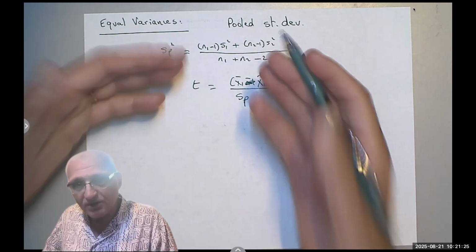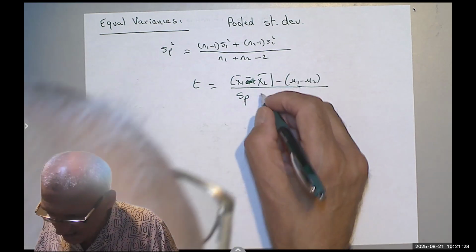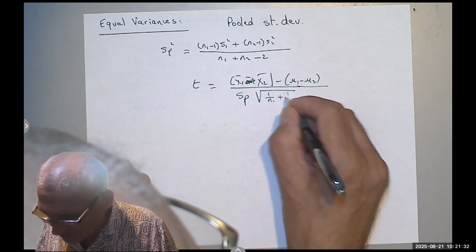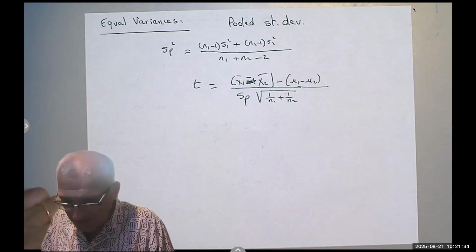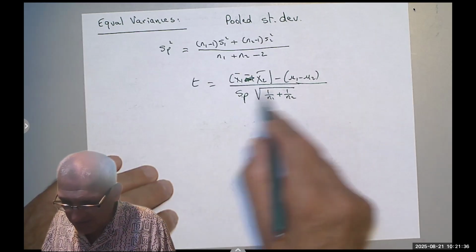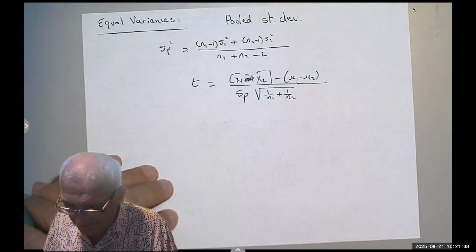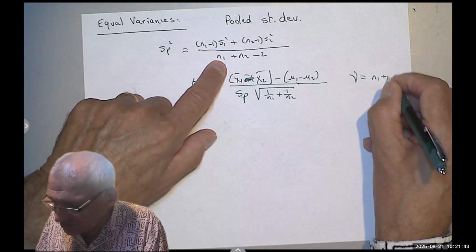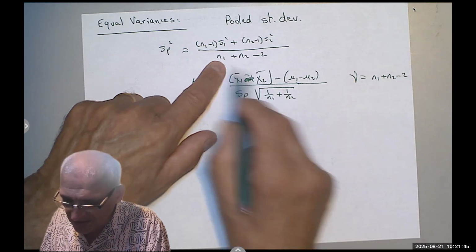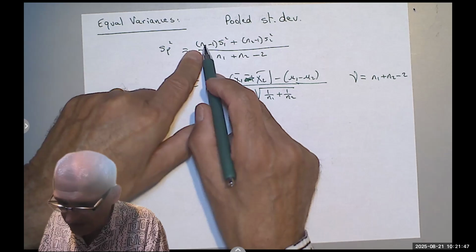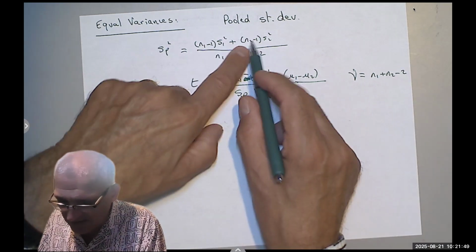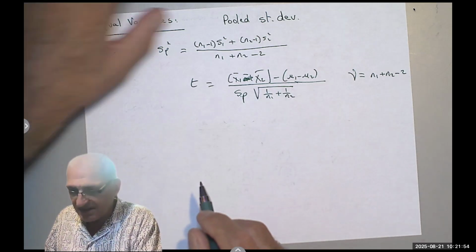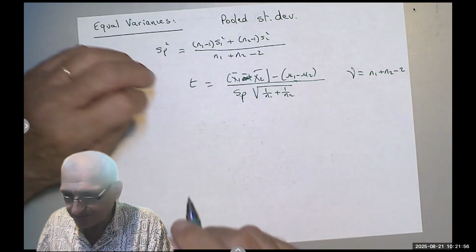Notice SP square, when you take it out, it becomes SP times the square root of 1 over n1 plus 1 over n2. This is SP square over n1 plus SP square over n2. And the number of degrees of freedom is n1 plus n2 minus 2. Why? Because the first sample has n1 minus 1 degrees of freedom, and the second has n2 minus 1 degrees of freedom. So when you add them up, you get n1 plus n2 minus 2. Okay?